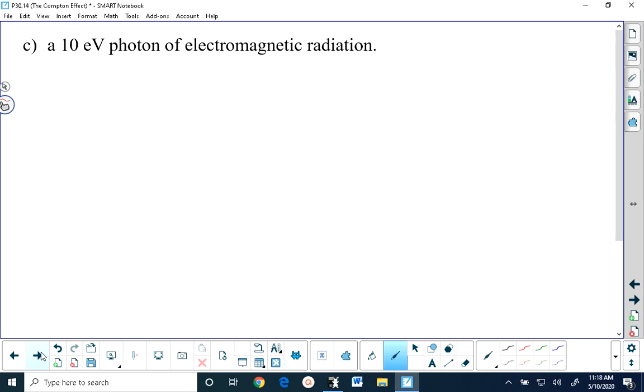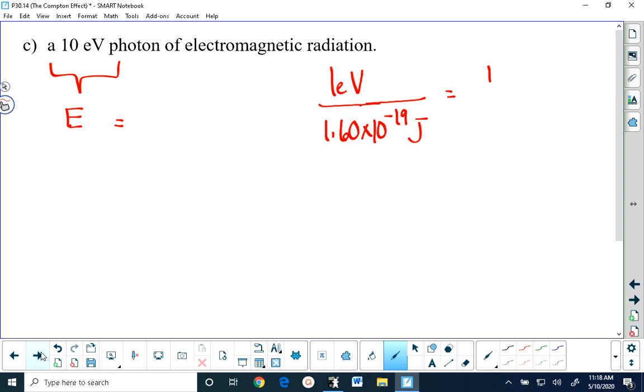C, we have a 10 electron volt photon. Well, this is an energy. And what we need to do is convert that to joules. We know that 1 electron volt is 1.60 multiplied by 10 to the negative 19 joules. That has to equal 10 electron volts over x joules. So we cross multiply. You're going to end up taking 10 electron volts, multiplying by 1.60 times 10 to the negative 19 joules per electron volt. And what you will get is 1.60 multiplied by 10 to the negative 18 joules.